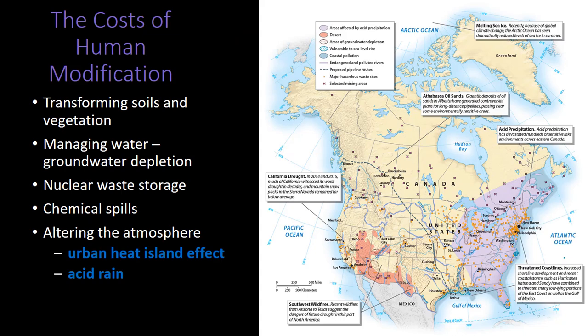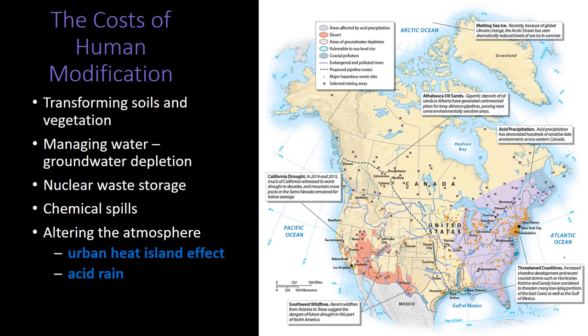So, the cost of human modification. These are just some of the costs and the impacts of human populations in these regions. We've seen transforming soils and vegetation, and I'll show you another one where you can see to the extent that we have seriously altered the natural landscape.